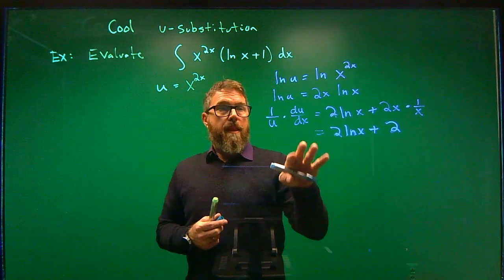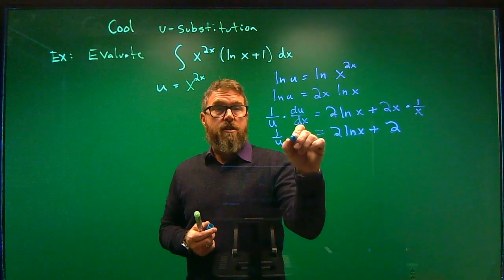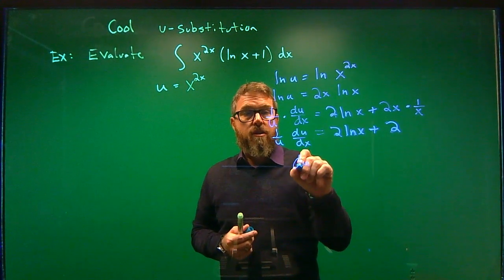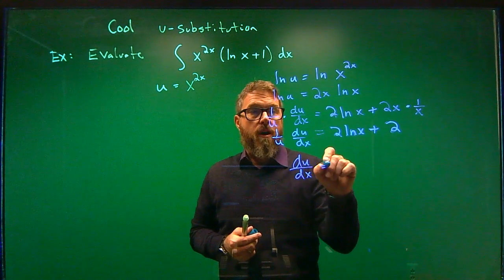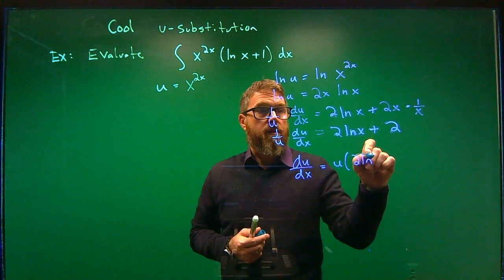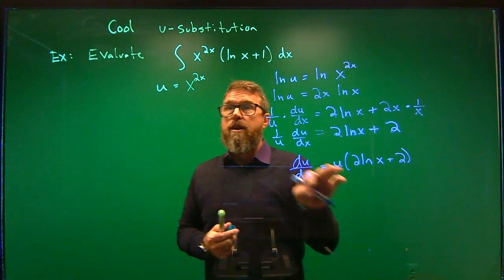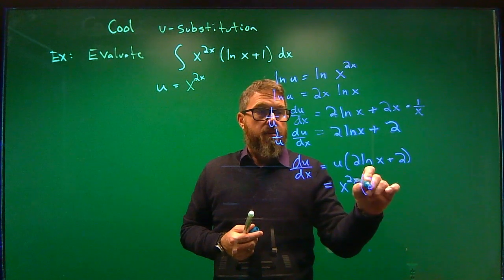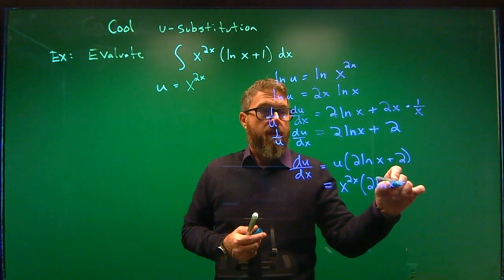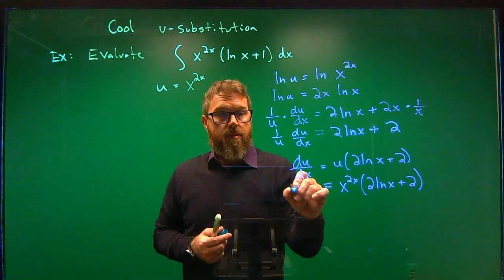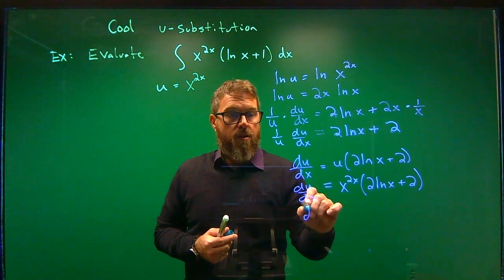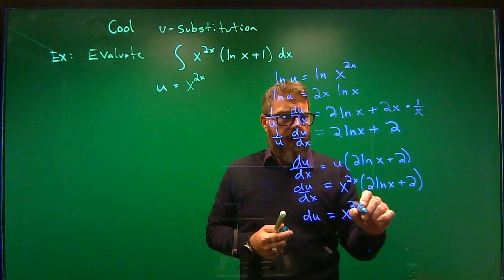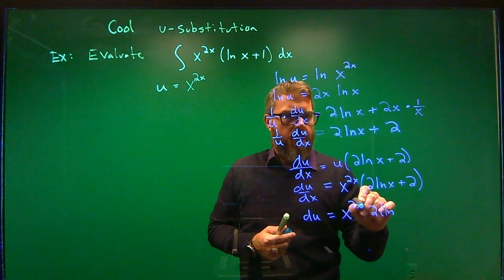Now I'm really trying to isolate this du. So I'm going to have to put the u to the other side. So du dx is going to be equal to u times that expression. And I know that u is equal to this function, so this is going to be equal to x to the 2x times 2 natural log of x plus 2. And that's going to be du dx. So finally, du is going to be equal to x to the 2x times, I'm going to factor out this 2, and you'll see in a minute why.